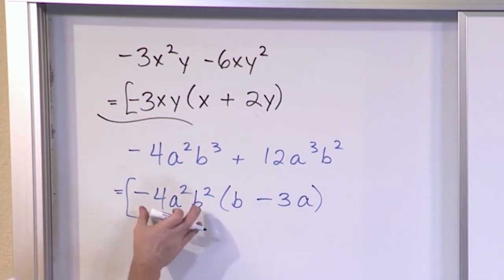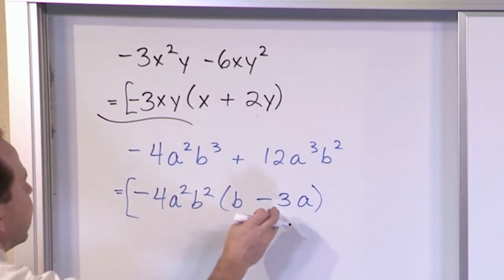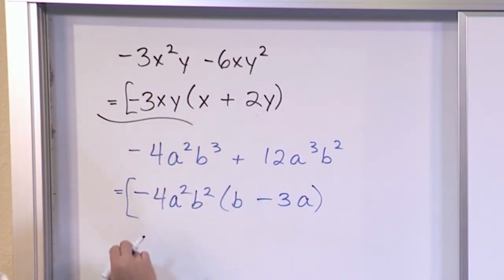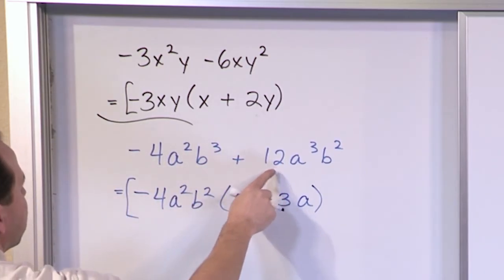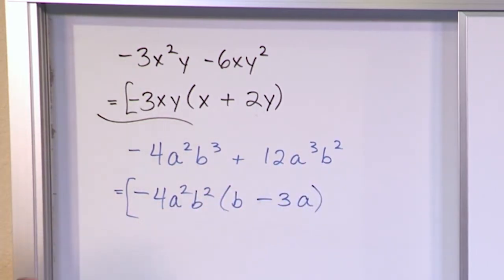So you check your work by multiplying this in. The b squared times the b is going to give me b cubed, so that's going to match. This times this, negative times negative, gives me positive. 4 times 3 is 12. A squared times a is a cubed, and then I have my b squared along for the ride, and then I'm basically done with this one.